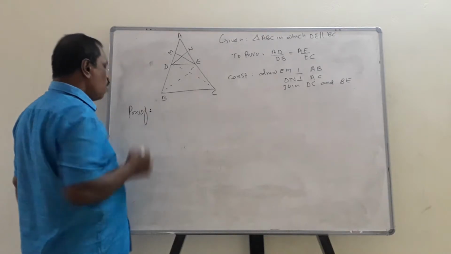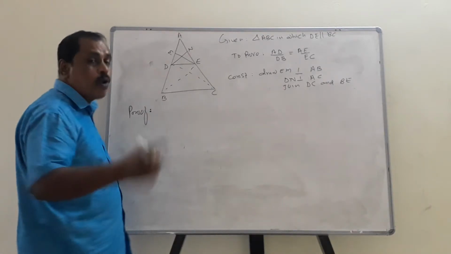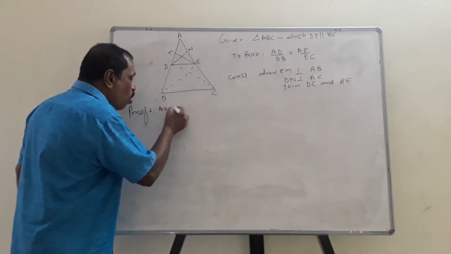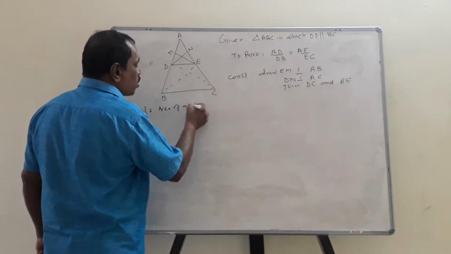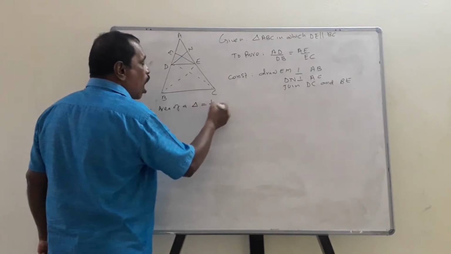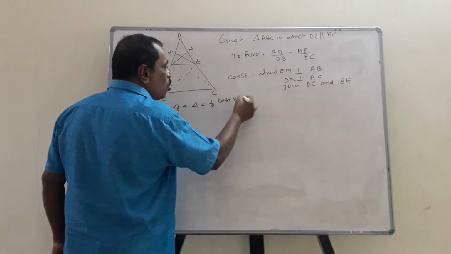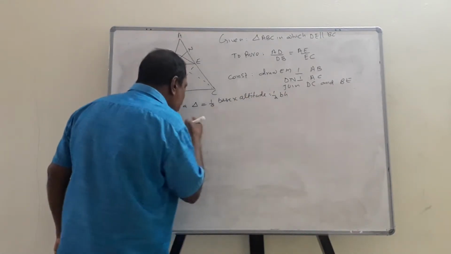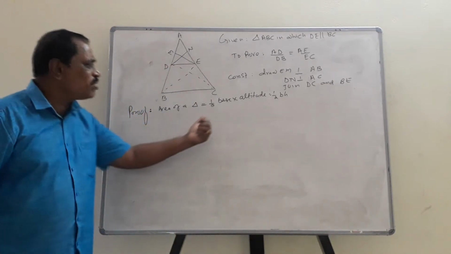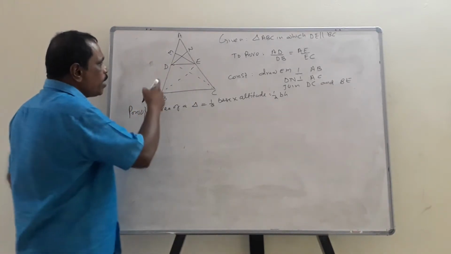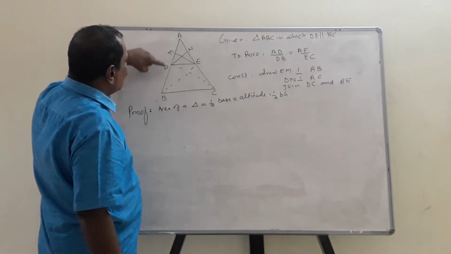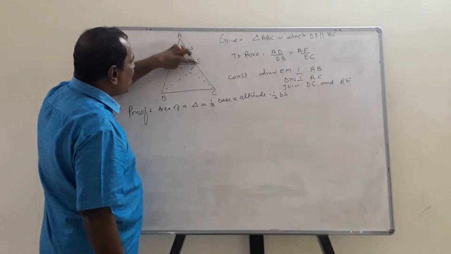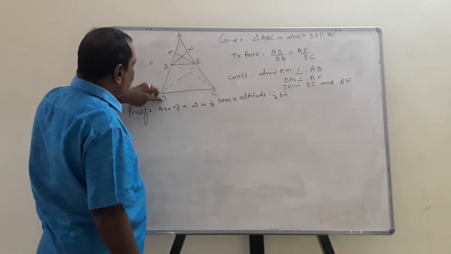Now, proof. Very simple. We are going to use the area of a triangle. We know the area of a triangle is equal to half into base into altitude, or we say half b h. The same concept we are going to use. That means this is the 7th standard method. So here you can see DE, two triangles: triangle DAE and another triangle DBE.